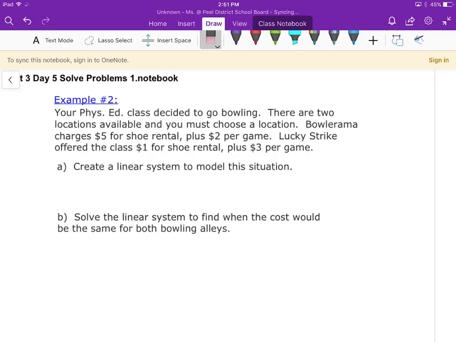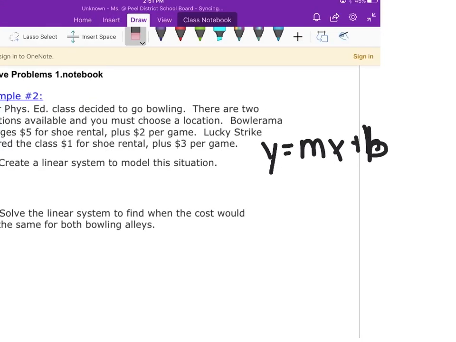We have this other example. Your phys ed class decides to go bowling. There are two locations available and you must choose a location. Bowl-O-Rama charges $5 for shoe rental plus $2 per game. Lucky Strikes offered the class $1 for shoe rental plus $3 per game. Just remember, y equals mx plus b, so again, initial, and slope or rate of change.